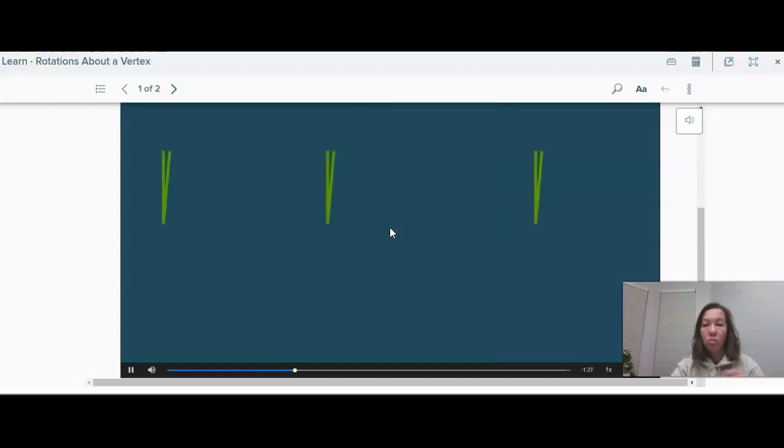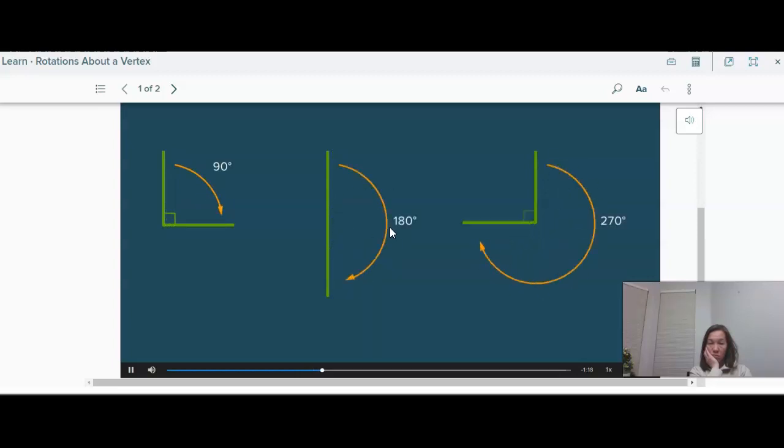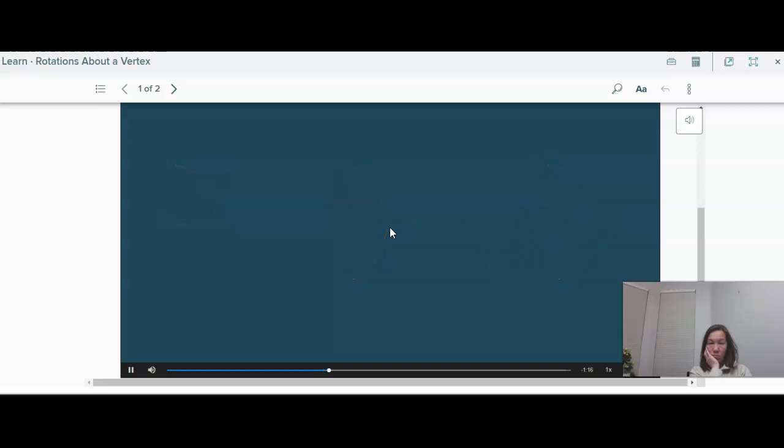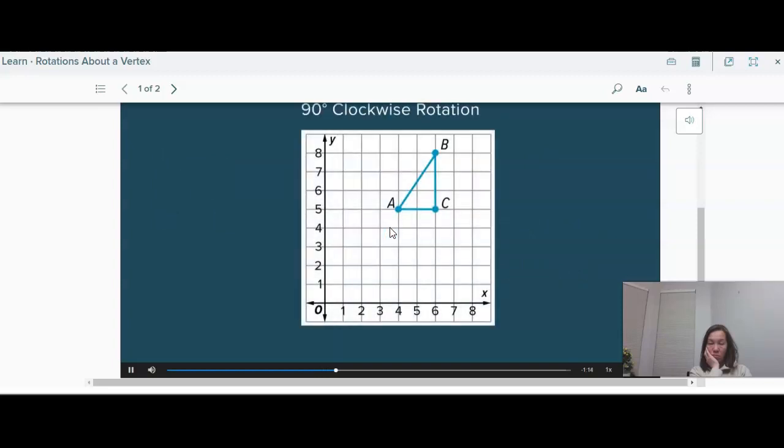Rotations can also be described in degrees. For example, a rotation can be described as 90 degrees, 180 degrees, or 270 degrees. Rotate triangle ABC 90 degrees clockwise about vertex A. Vertex A is the point at which triangle ABC is rotated, so A prime will be in the same position as A. Point B is rotated 90 degrees, and point C is rotated 90 degrees.